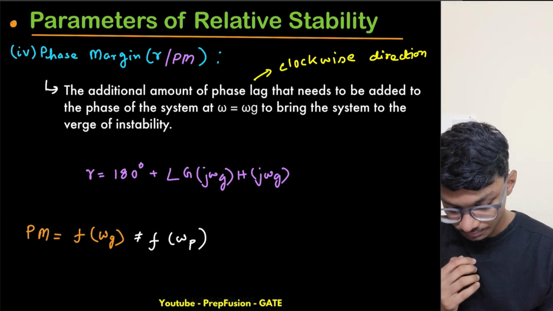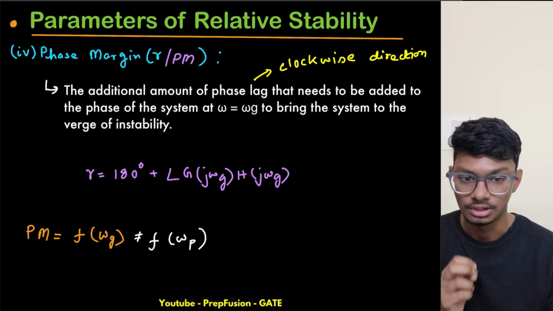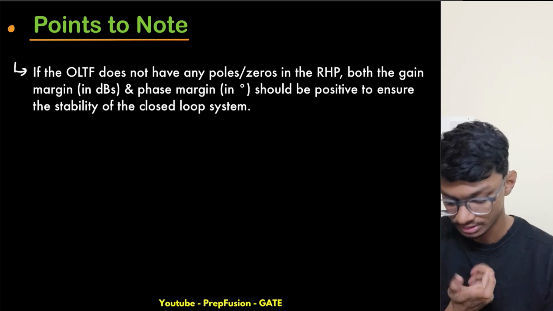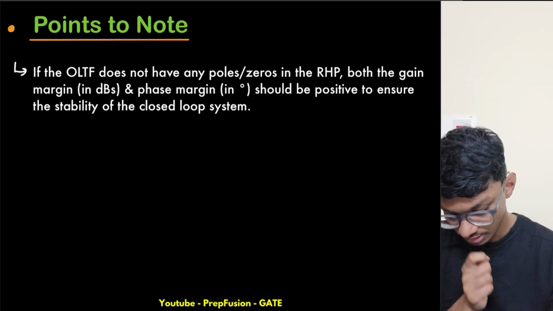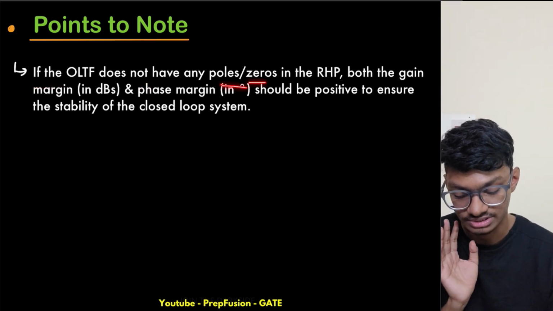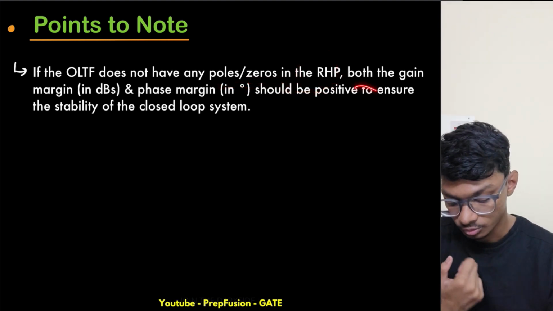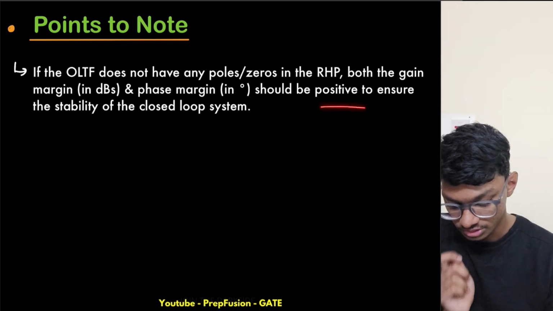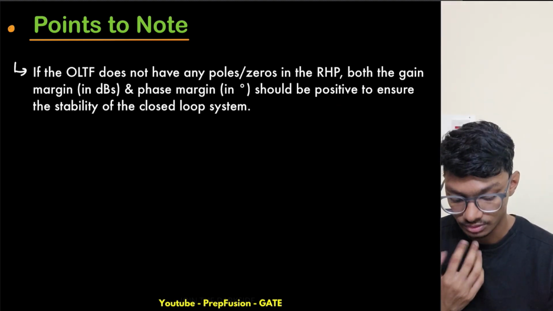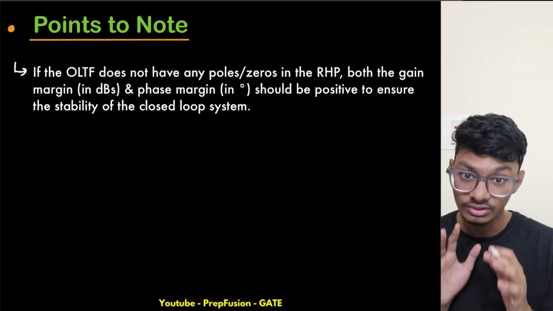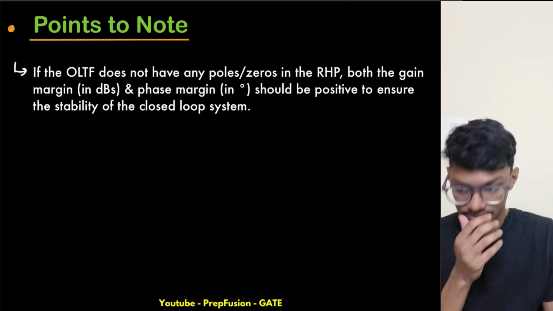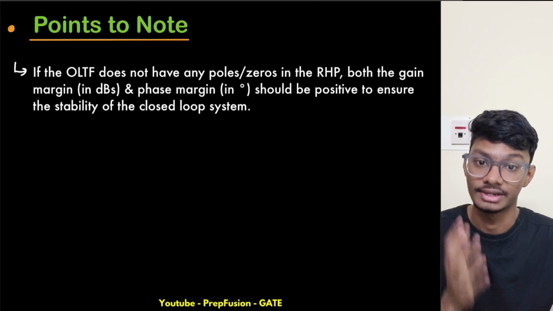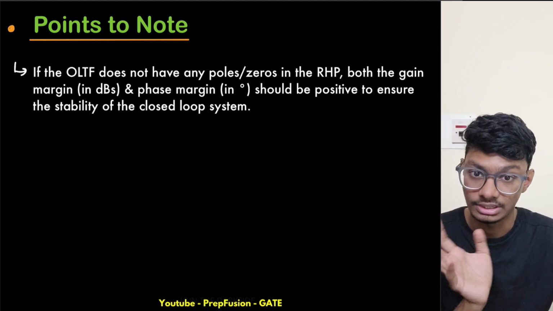Okay, so I will tell you graphically, but first let's read a few points. If the OLTF does not have any poles or zeros in the right half plane, both the gain margin in dBs and the phase margin in degrees should be positive to ensure the stability of the closed loop system. This is one condition. Even if my gain margin is negative, the system can still be stable.